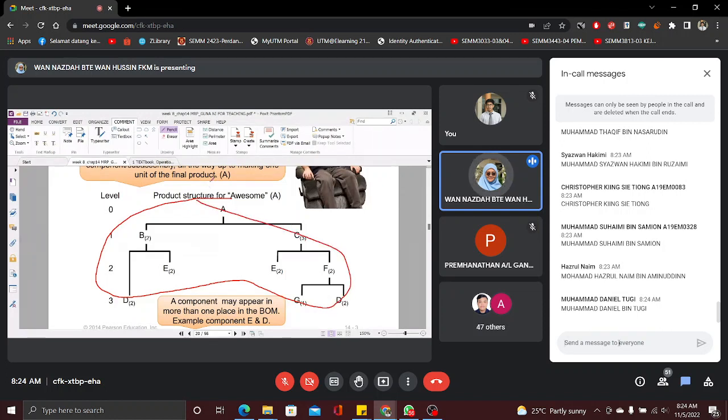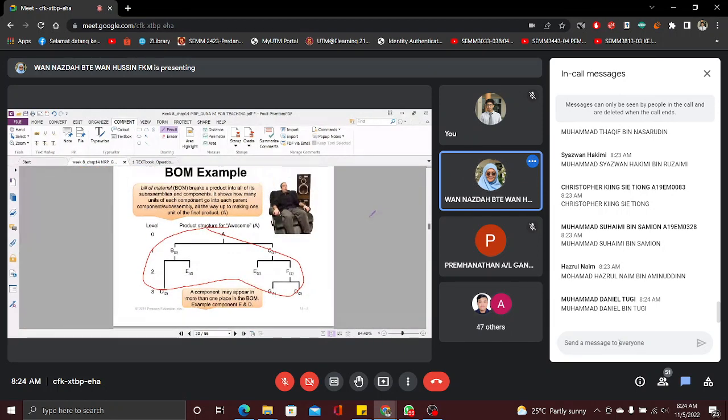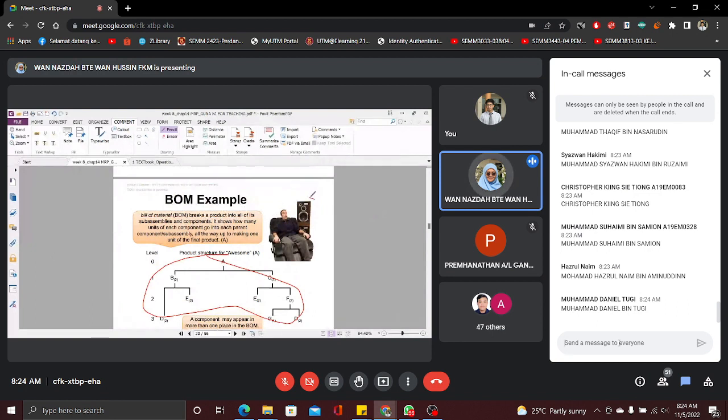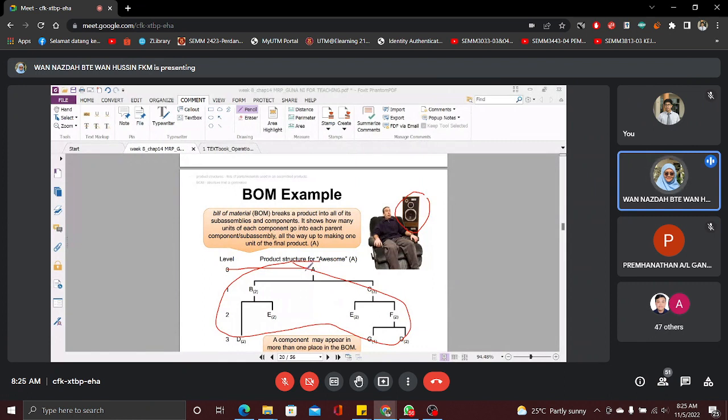Okay. So this amplifier, okay, ni amplifier ni alright. So this amplifier, for the product structure, it must have the level. Okay, level 0 to show the finished product. Okay, level 0 is to show the finished product. And the product is amplifier, okay?